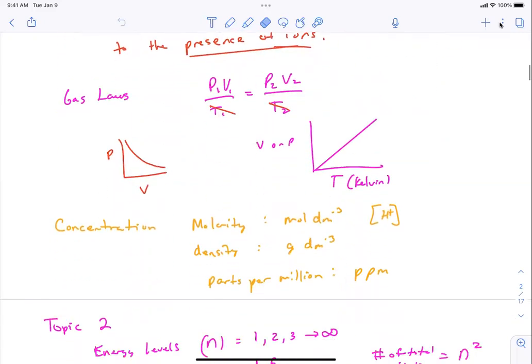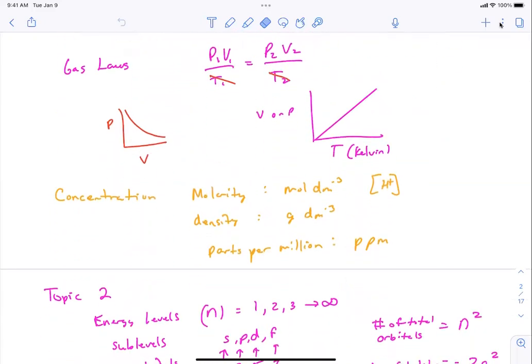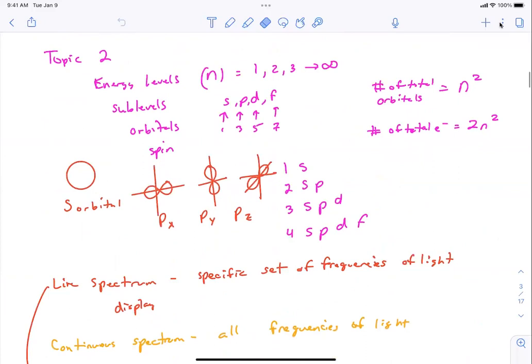We talked about our gas laws and the graphs of the relationships between the gas laws, right? An inverse relationship versus a direct or linear relationship. Units of concentration: molarity, moles per decimeter cubed, or grams per decimeter cubed, or even parts per million in the Winkler method. Please stop me if you have any question on this.